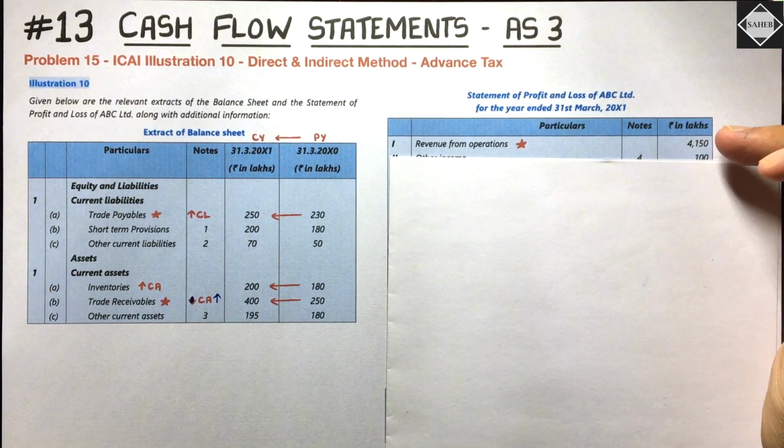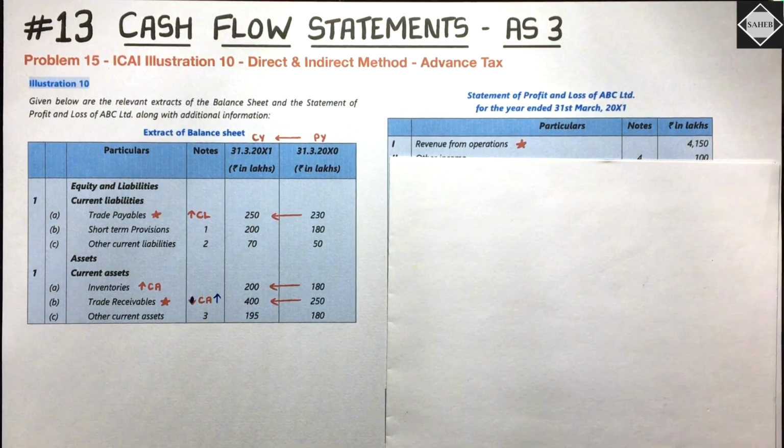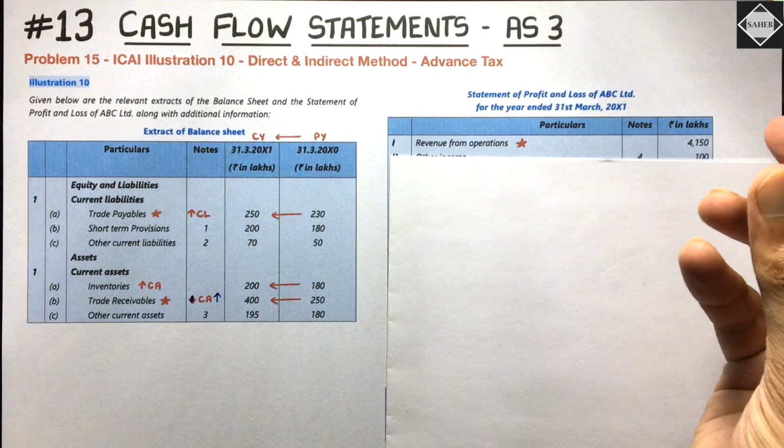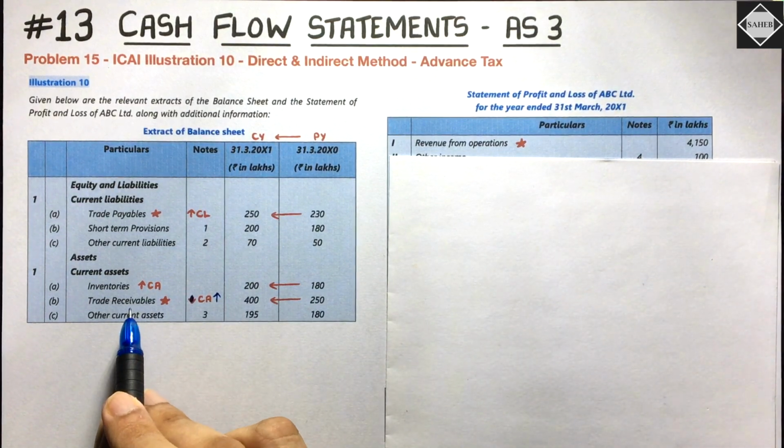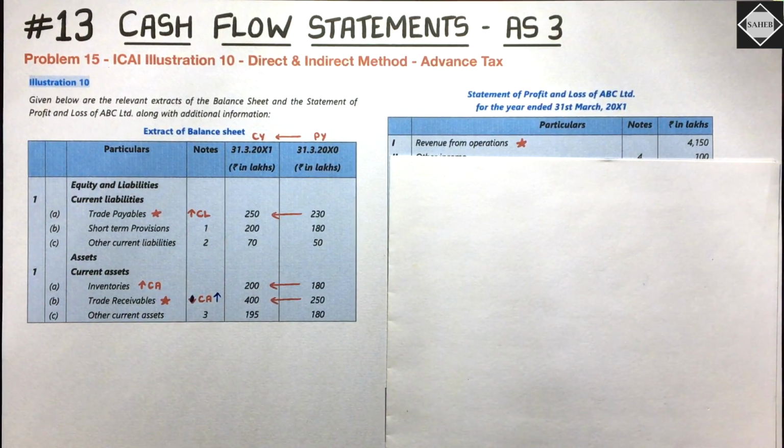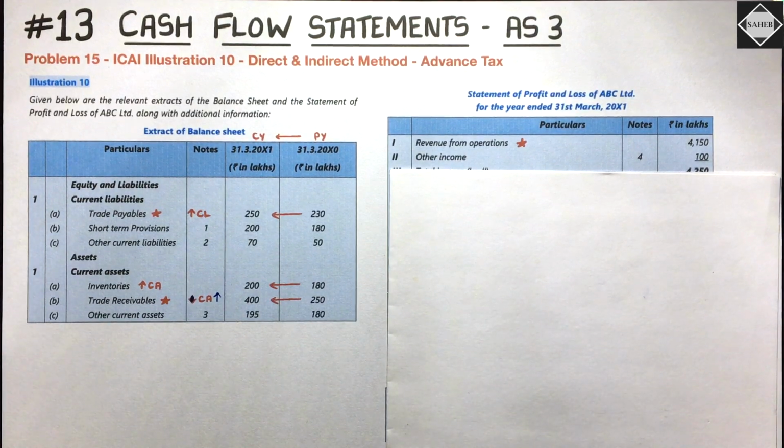If this is credit sales, then what will happen? In the direct method, we take credit sales in the ledger account of trade receivables, right? So we'll do that.